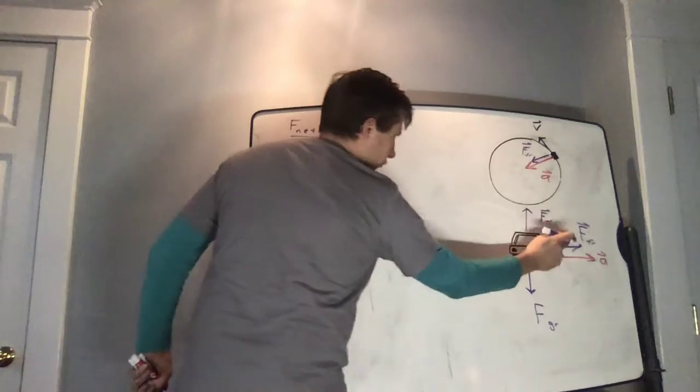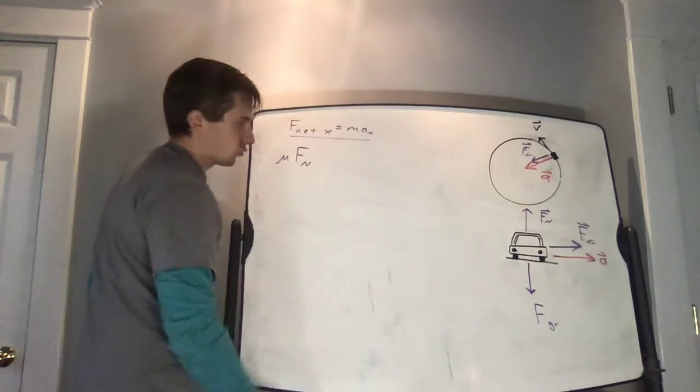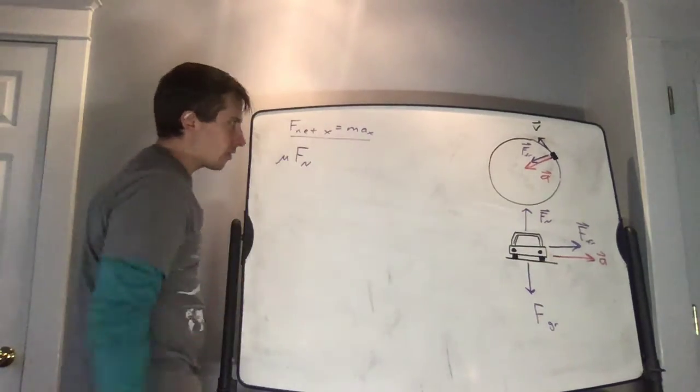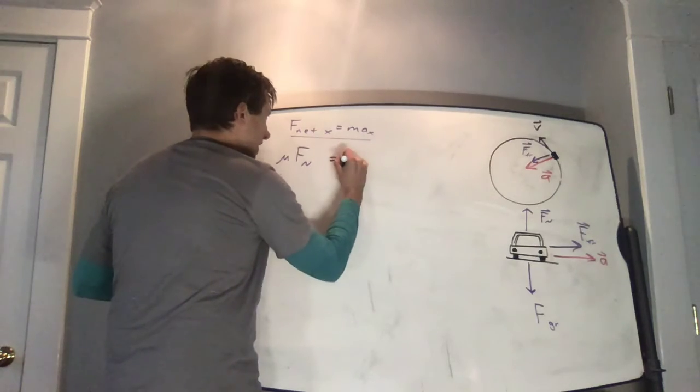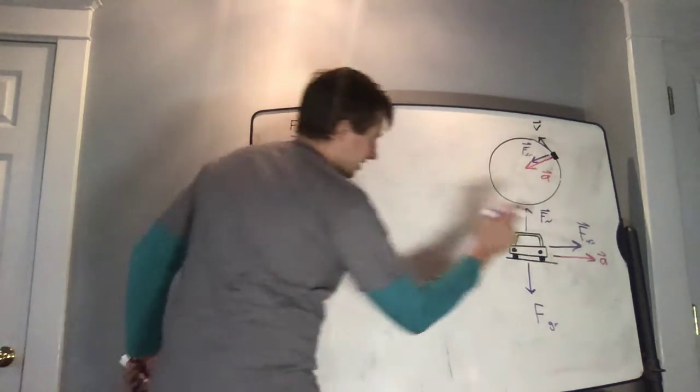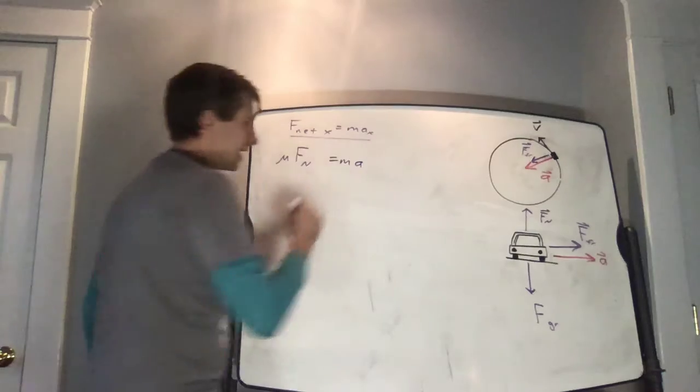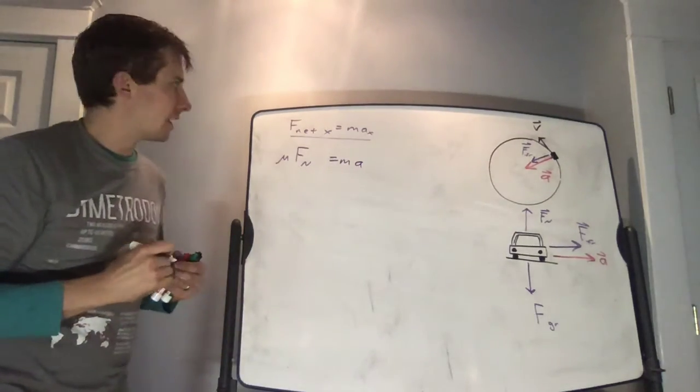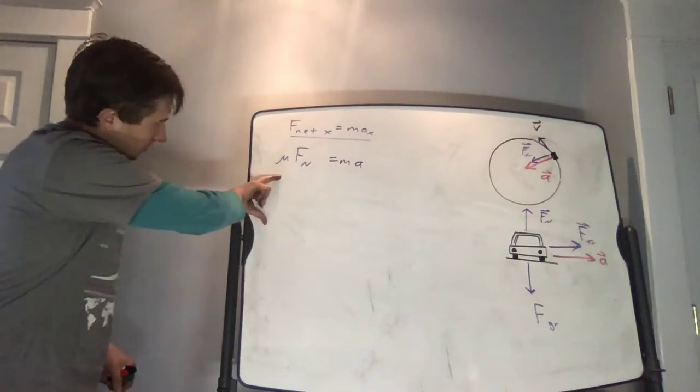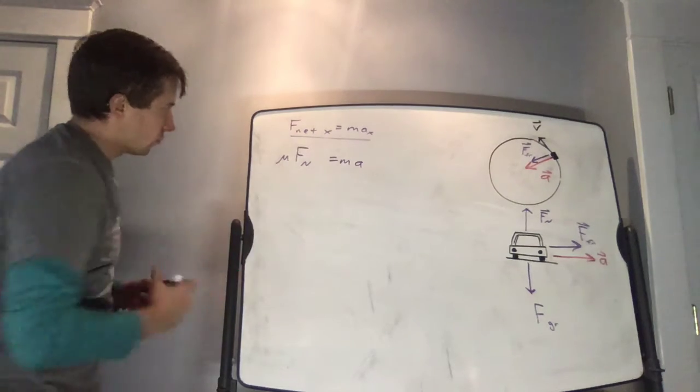I have no other forces in the horizontal direction, plus 0, and that's equal to the mass of the car times the acceleration of the car. And I'll write that as ma for the moment. I'm going to skip some space here because I'm going to write a few more lines.